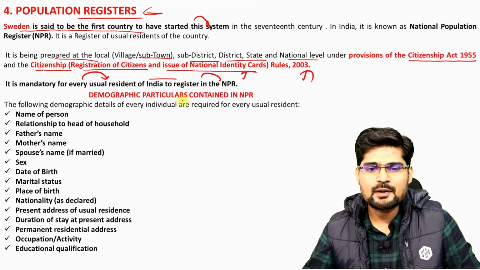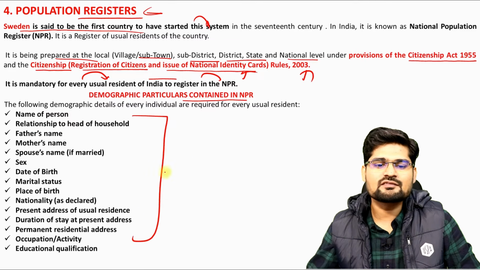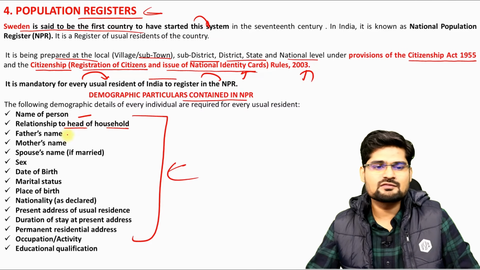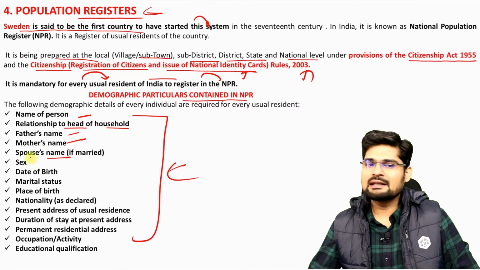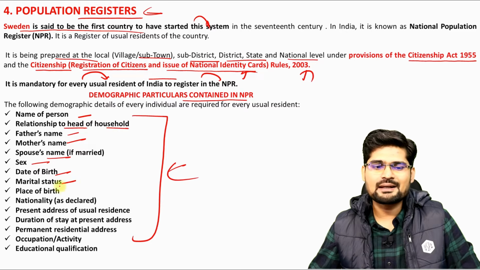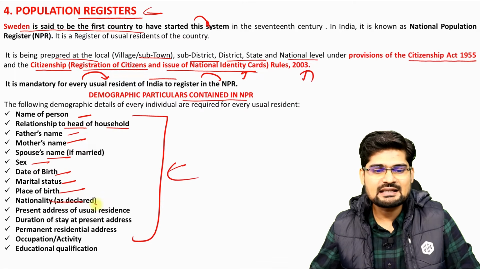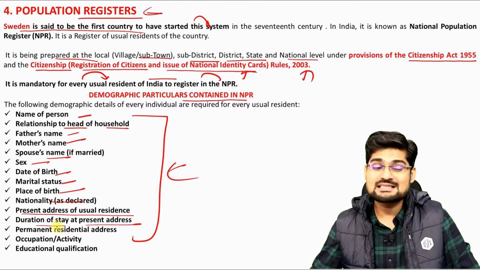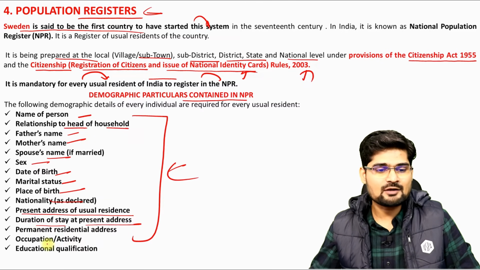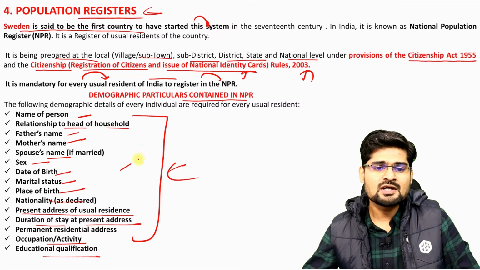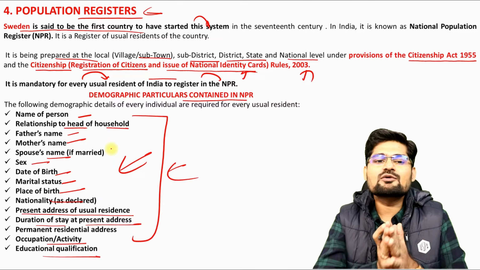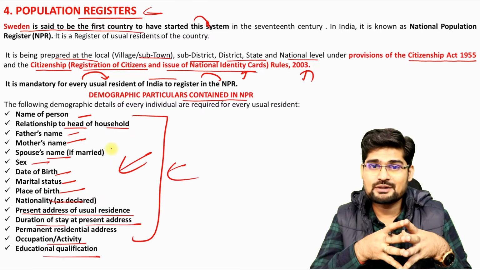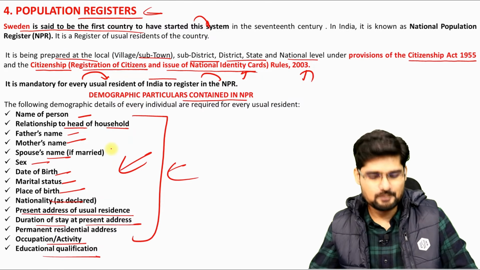So, demographic particulars in this NPR, what kind of data can you find? Look here: name of the person, relationship to head of household, father's name, mother's name, spouse's name, then sex, date of birth, marital status, place of birth, nationality as declared, present address of usual residence, duration of stay at present address, then permanent residence, occupation, educational qualification. So numerous data you can find in population registers. And this could be used in planning the population, right? This is where it becomes really important.